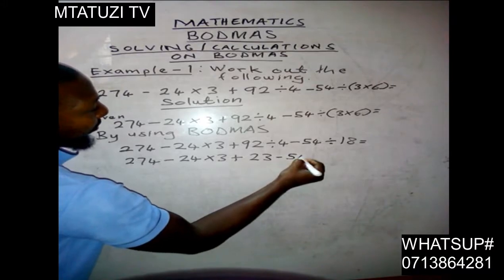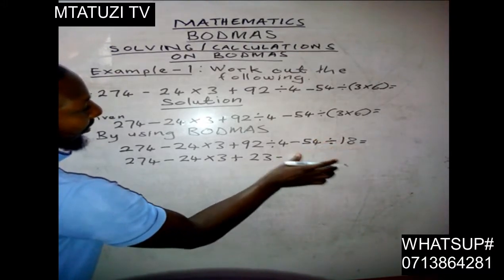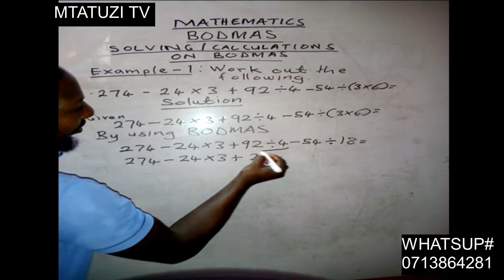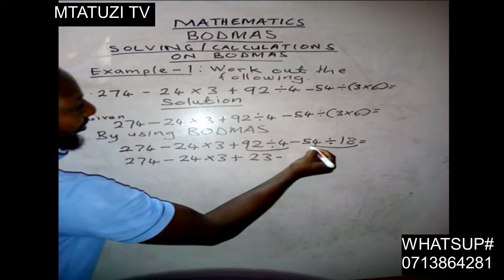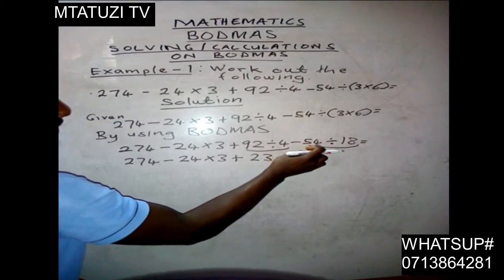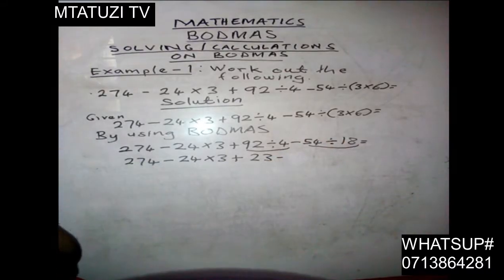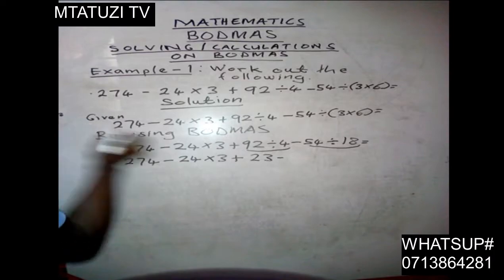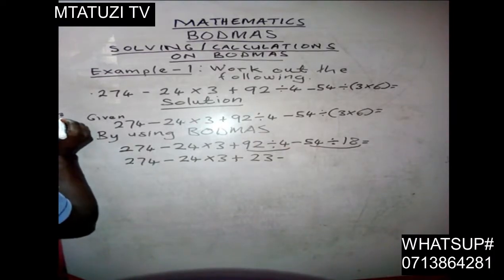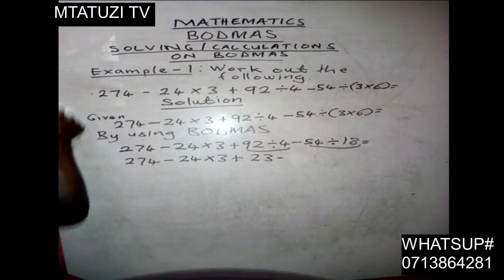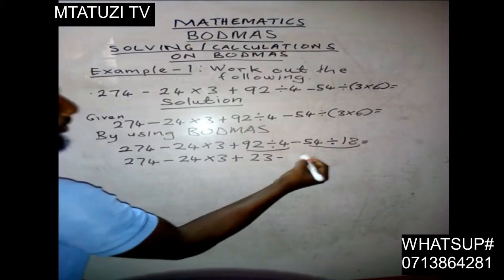Minus 54. Here also there is a division, so you have to divide. You take 54 divided by 18. 18 times how much is equal to 54? Times 3. 8 times 3 is 24, and 1 times 3 is 3. So 54 divided by 18, you get 3.